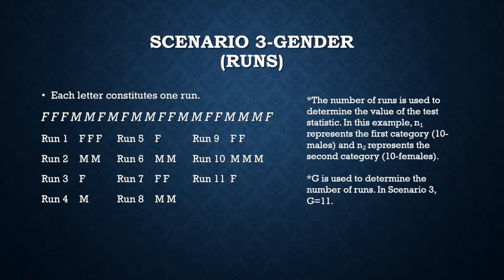The number of runs is used to determine the value of the test value. In this example, N1 represents the first category, 10 males, and N2 represents the second category, 10 females. The letter G is used to denote the number of runs, and in scenario 3, we see that G is equal to 11.